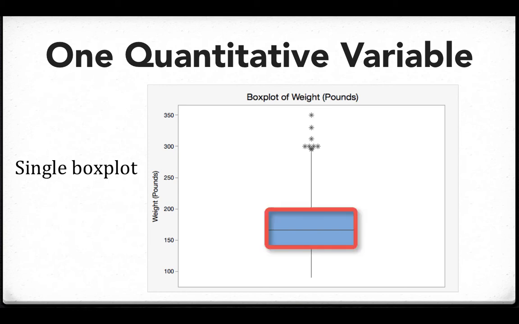The box represents the middle 50% of observations, in other words, the interquartile range. The line in the middle of the box represents the median. The whiskers extend to the lowest and highest values that are not outliers. The asterisks represent outliers. By default, Minitab Express and most other statistical software use the interquartile range method of identifying outliers, which you'll learn about in the online notes this week.